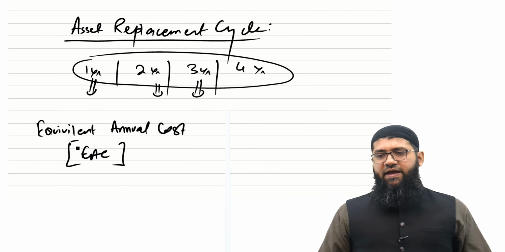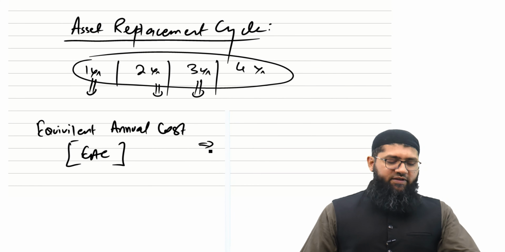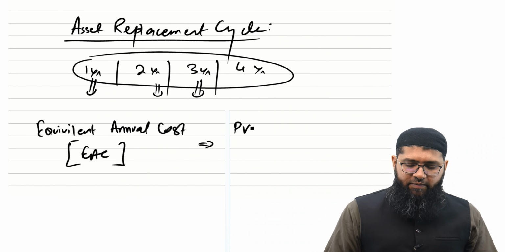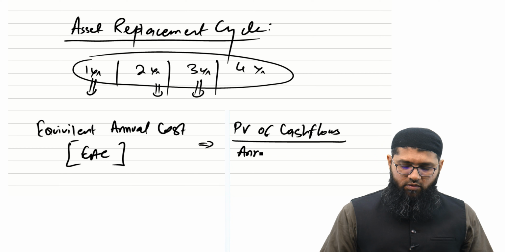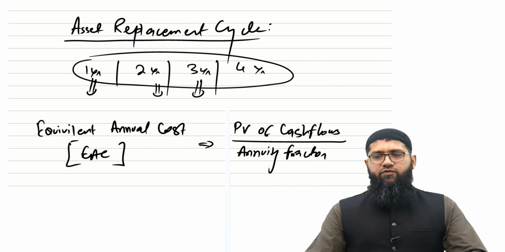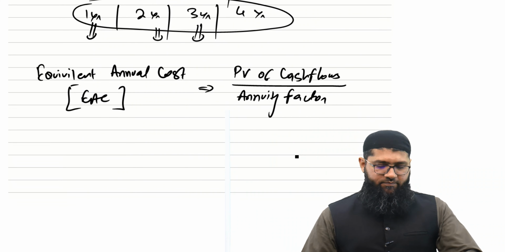The formula for the equivalent annual cost is not given in the examination, so you would have to memorize it, you would have to remember it. What is the economic equivalent annual cost? It's the present value of cash flows divided by the annuity factor. That's how you get the equivalent annual cost.